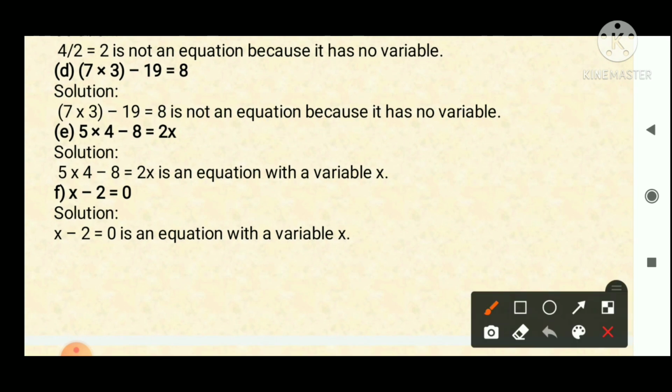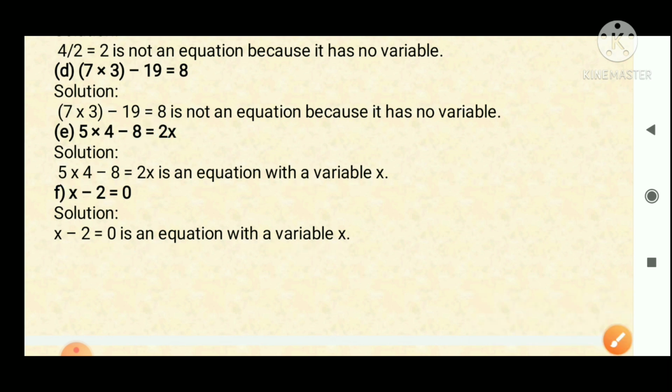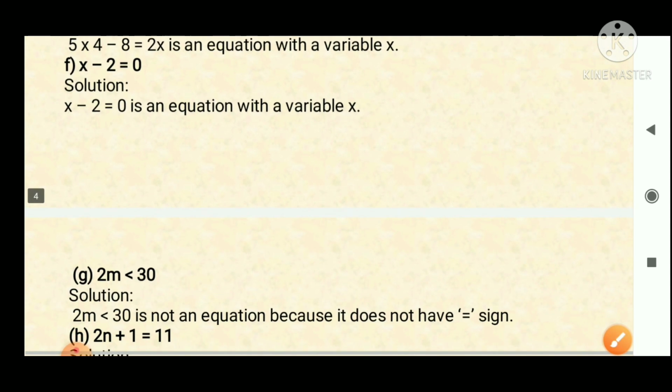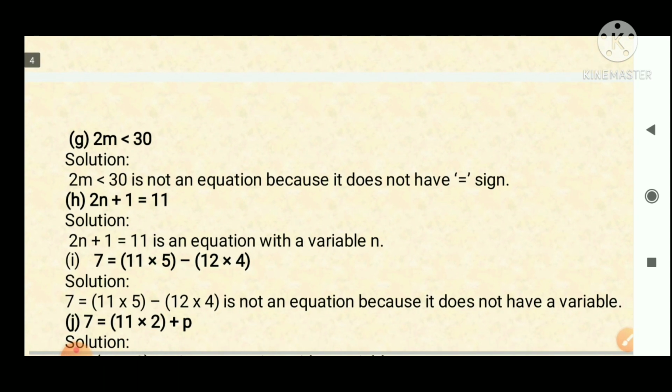Next, 5 multiplied by 4 minus 8 is equal to 2x. Now in that example an equal sign is used as well as a variable. So this is an equation with a variable x. Next, x minus 2 is equal to 0. Here also an equal sign and a variable are used. So x minus 2 is equal to 0 is an equation with a variable x. Listen students, the conditions for an equation with a variable are an equality sign and a variable.